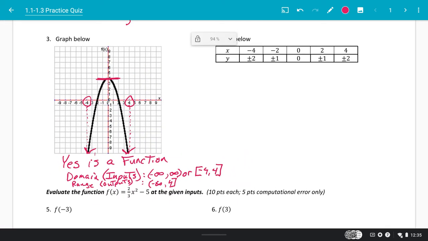Good. Number 4, is it a function or no? Well, this plus or minus sign may have messed with some of you. Basically, that means that at that negative 4, you could have a negative 2 or a positive 2. So there are 2 outputs at that one input. So this is no, not a function. Because we all know each input can only have one output.